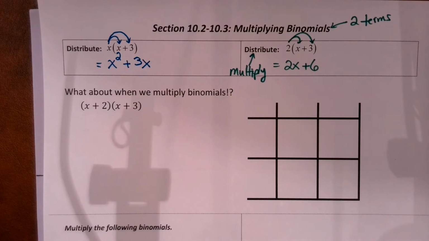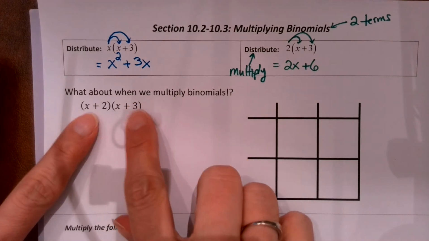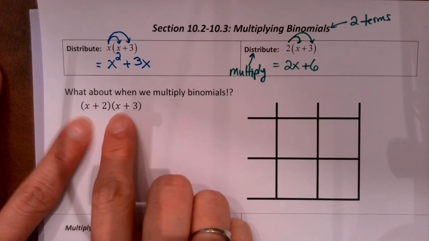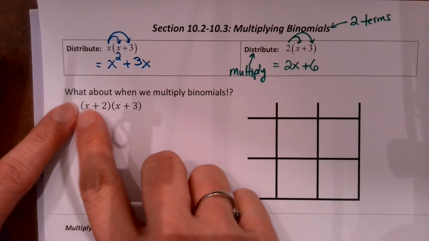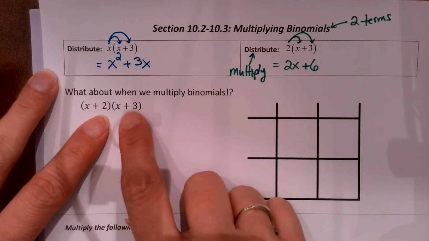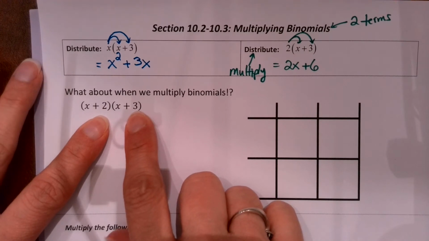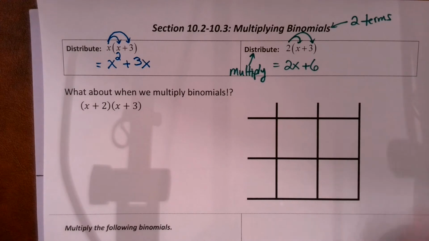So what happens when we want to multiply 2 binomials? This binomial times this binomial. The distributing gets a little fancier. I have to distribute x to both of those things, as well as the 2 to both of those things. There's this fun little technique where we have these boxes, and I'm going to show you this. Students really like this because it organizes their work and makes it easy.